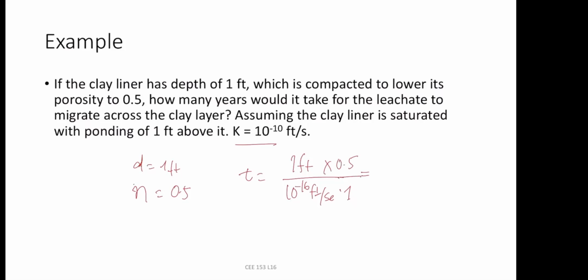Again, if you want to convert to years, you just have to ask how many seconds per year. So this is 60 seconds per minute, then 60 minutes per hour, then 24 hours per day, so this is seconds per day. Then you have 365 days per 1 year. Then you get the time in years. You will see that it is a pretty long number.